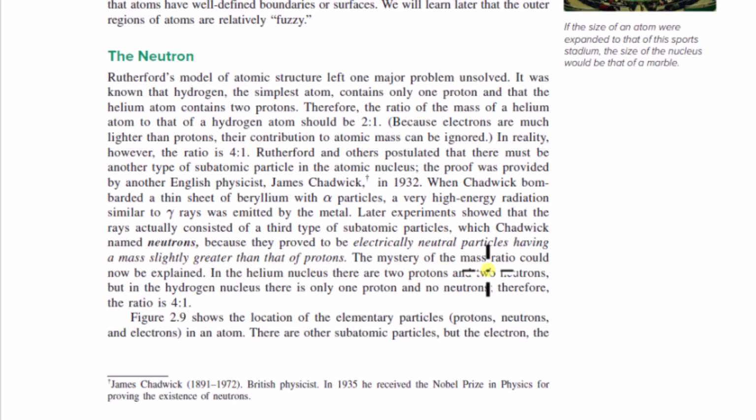The mystery of the mass ratio could now be explained. In the helium nucleus, there are 2 protons and 2 neutrons. But in the hydrogen nucleus, there is only 1 proton and no neutrons. Therefore, the ratio of the masses is just 4 to 1.